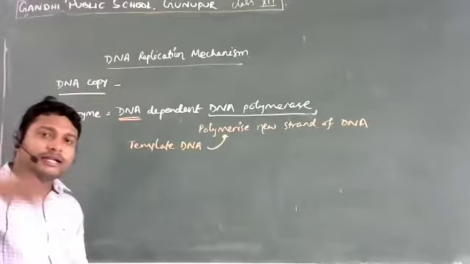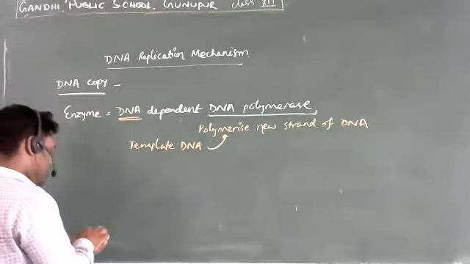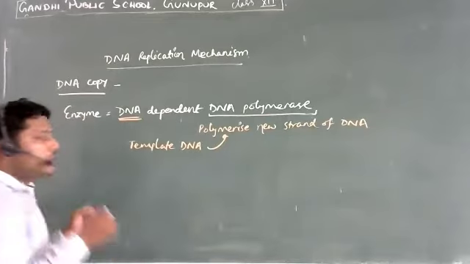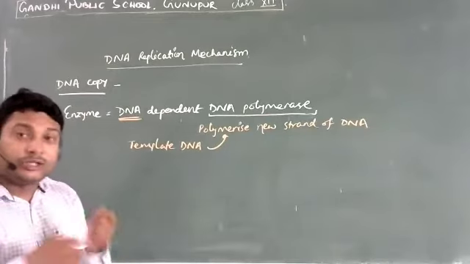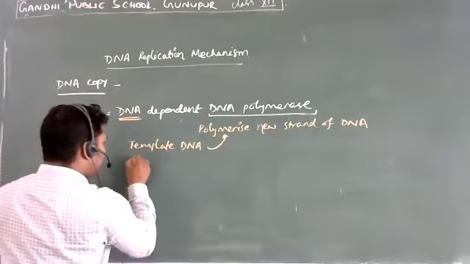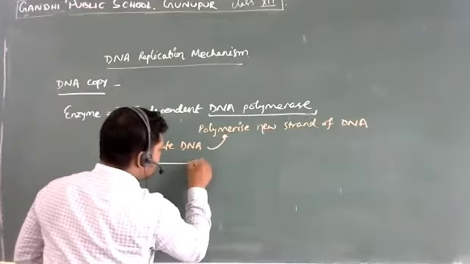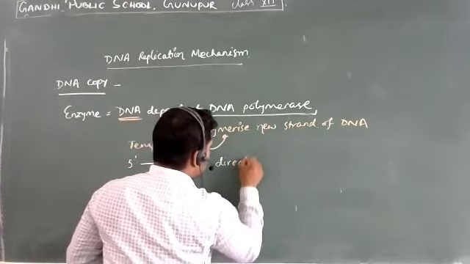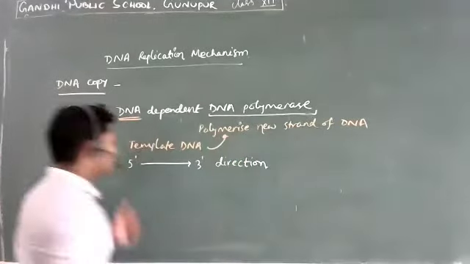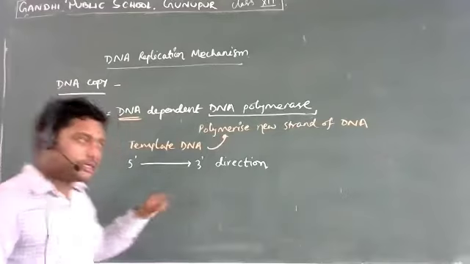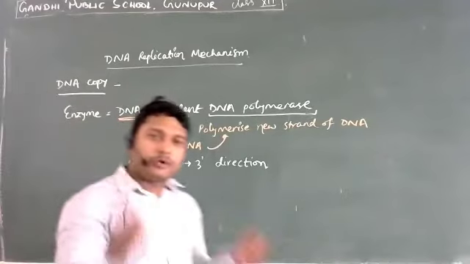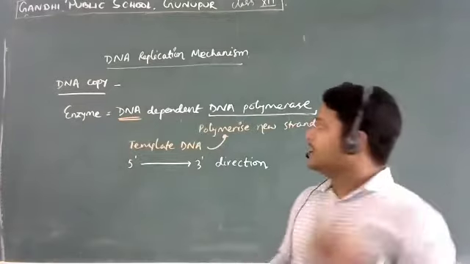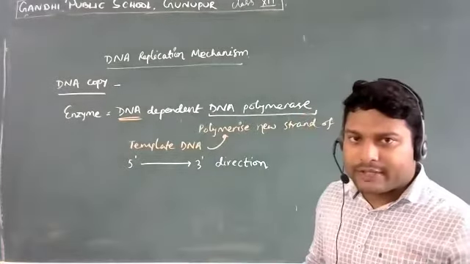And one more thing that you have to keep in mind that we talked about yesterday, this particular enzyme, DNA dependent DNA polymerase, always polymerizes the new strand in the 5' to 3' direction. So always remember, the new strand is going to be formed in the 5' to 3' direction. Now, when we talk about the prokaryotes and eukaryotes, there are going to be different types of DNA polymerase. But again, we are not going to talk about that.